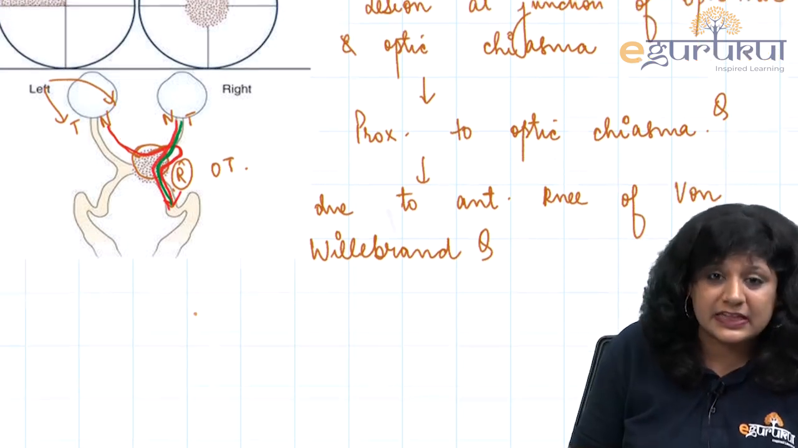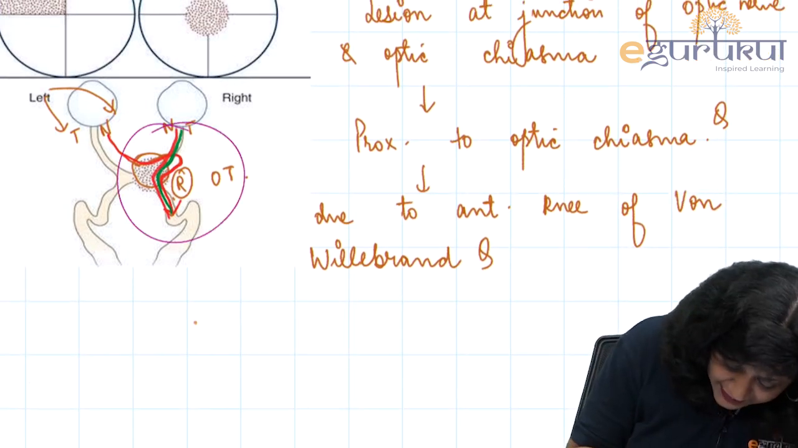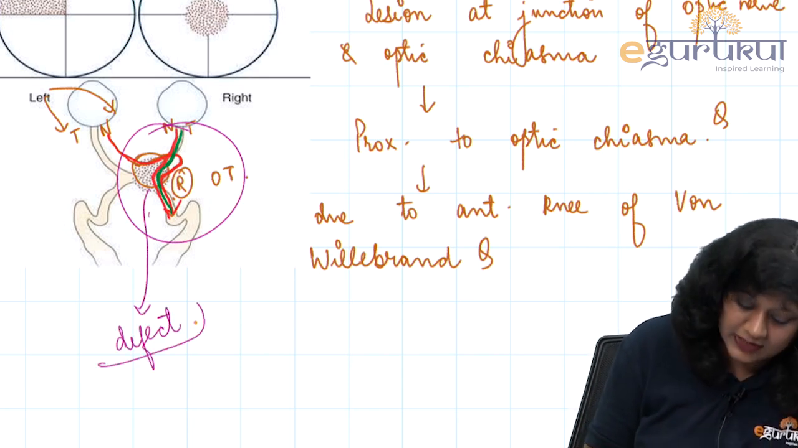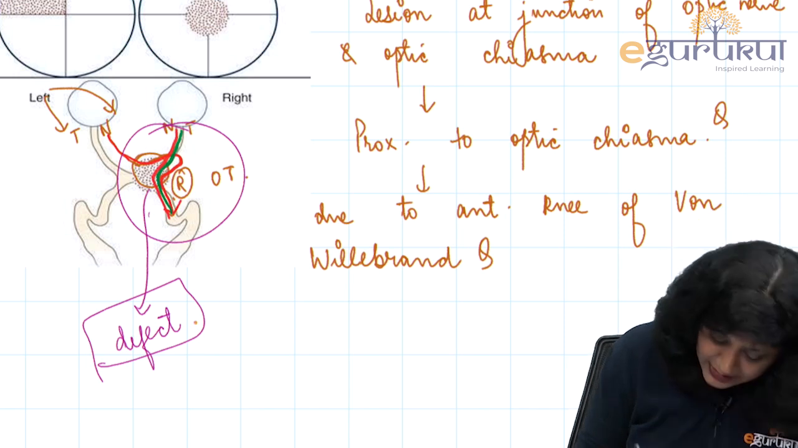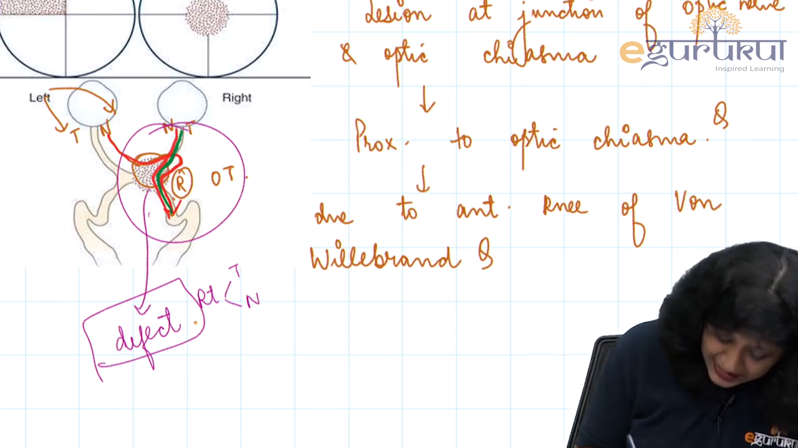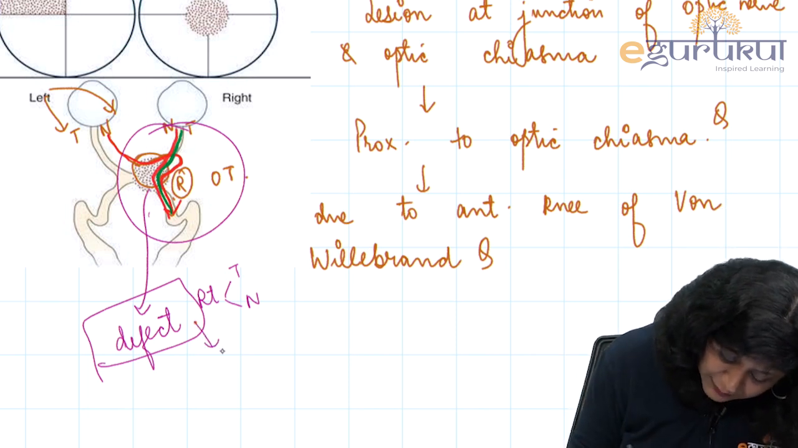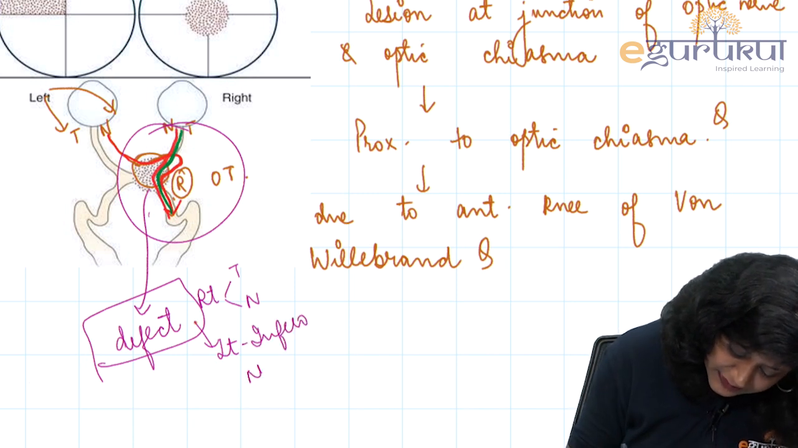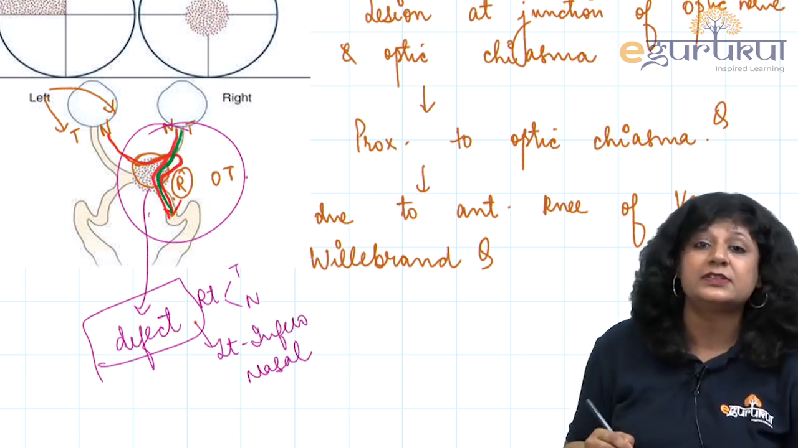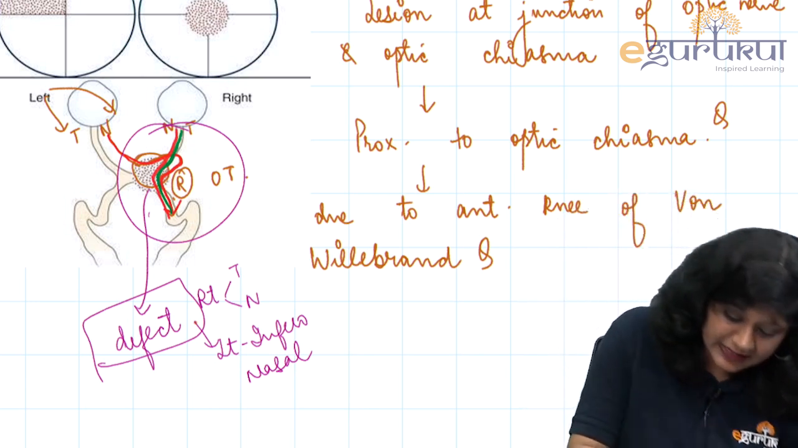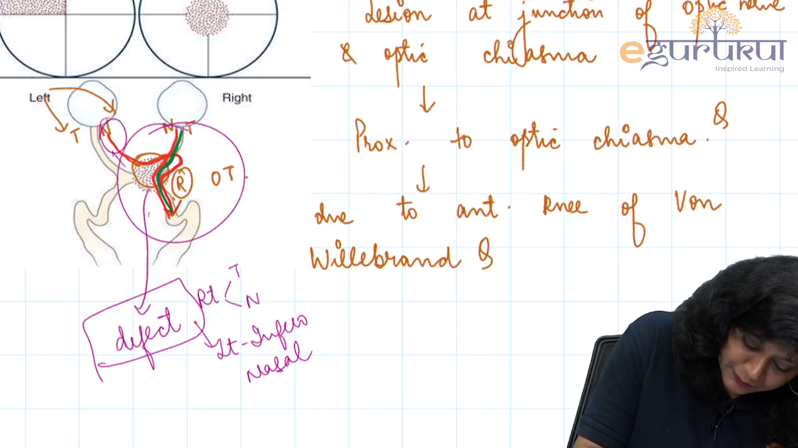So this means that if I have a defect in this area, what are the things that are going to be affected? It is the right optic nerve fibers, both temporal as well as nasal fibers, and it will also affect the left inferonasal fibers. Of the left, only the inferonasal fibers, because only the inferonasal fibers will be decussating. The other nasal fibers are still on the same side before this.